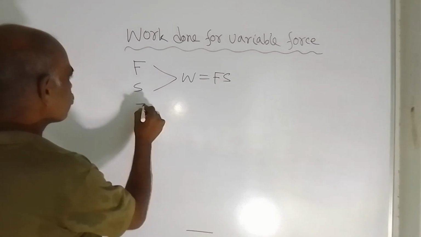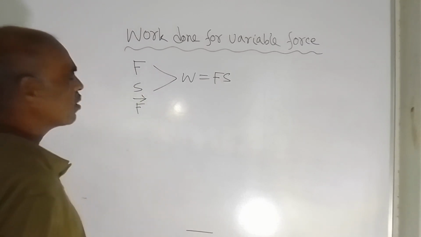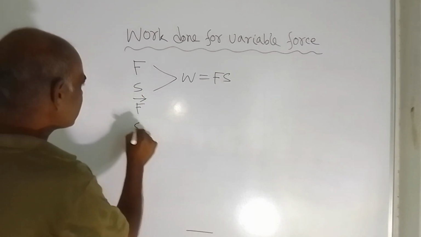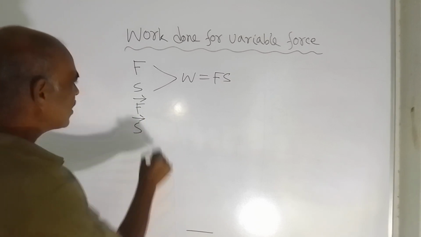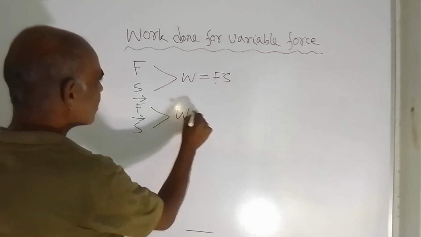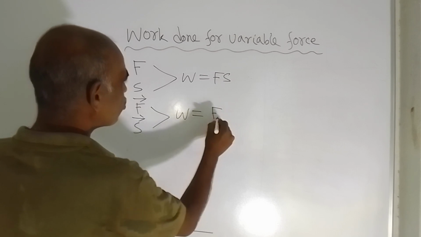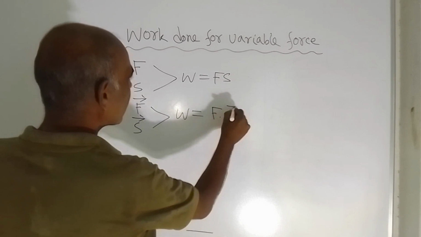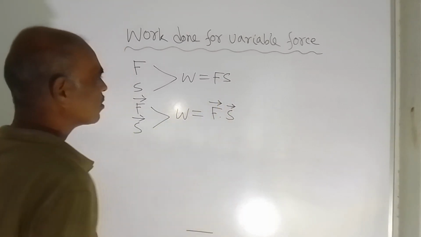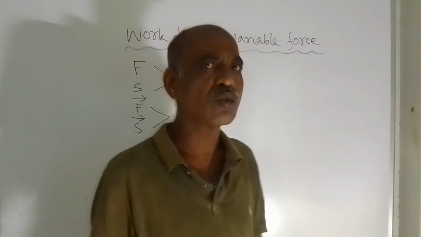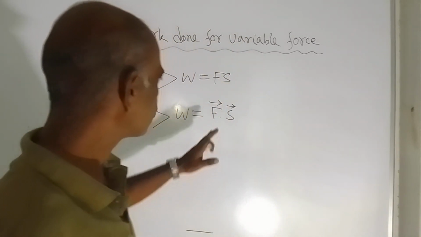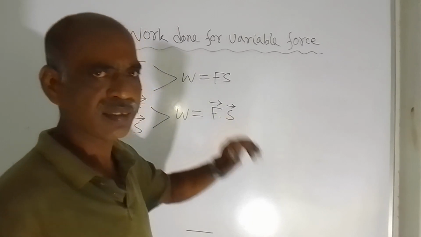Suppose force is given this way. This is the force vector and this is the displacement vector. Then in that case, what is the work done? In that case, we know that work done is equal to the product of F and S. Product means here dot product. This is the dot product of F and S.